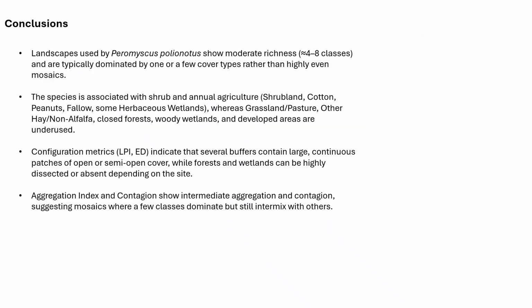To summarize, landscapes used by Peromyscus polionotus show moderate richness and are typically dominated by one or a few cover types. The species is associated with fruit and annual agriculture. The configuration metrics indicate that several buffers contain large continuous patches, and the connectivity metrics show intermediate aggregation and contagion.